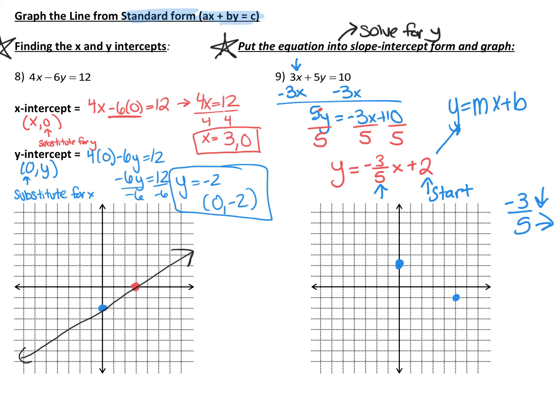I could also do the exact opposite. I could go up 3, left 5.